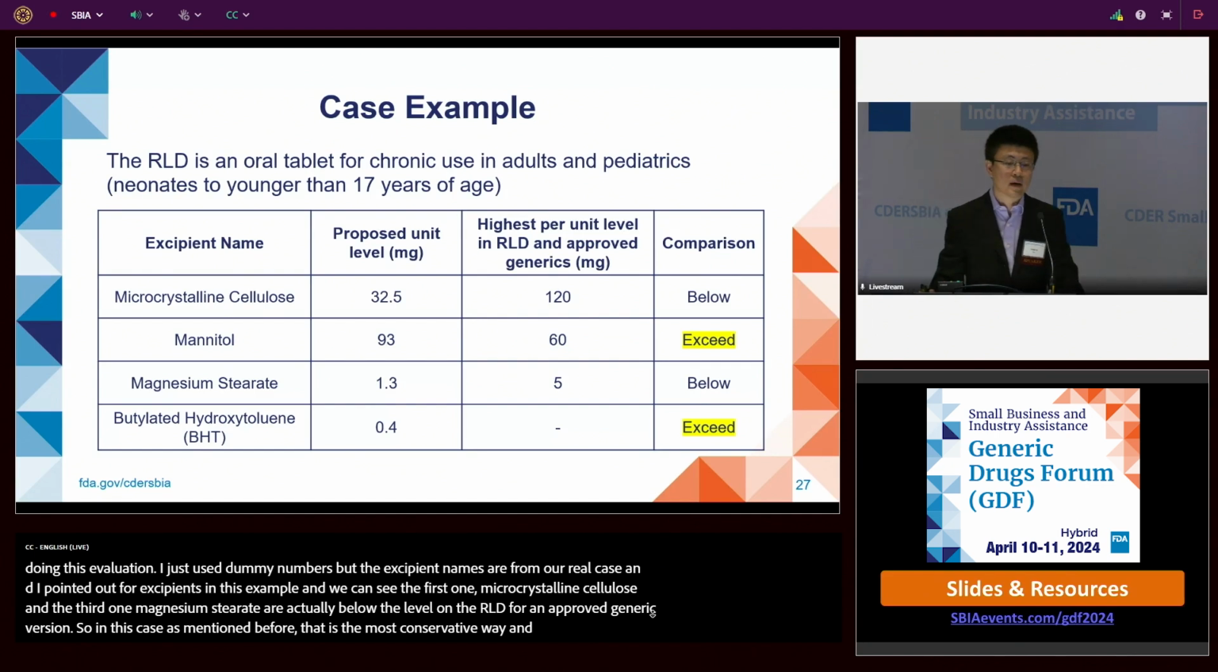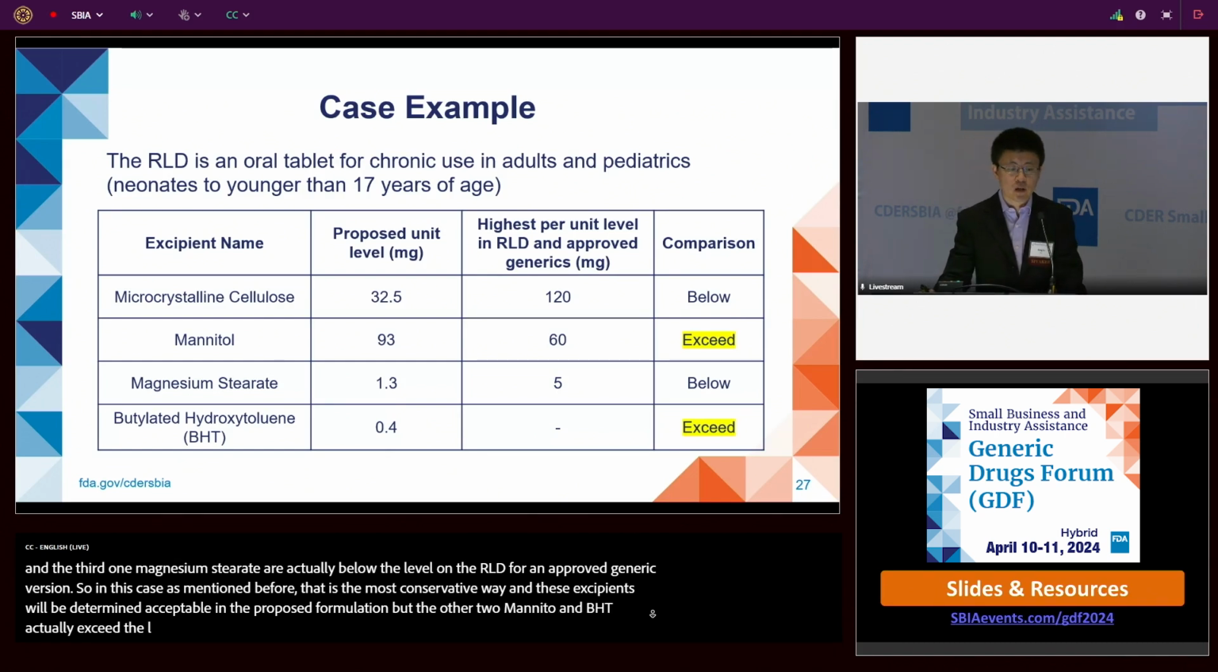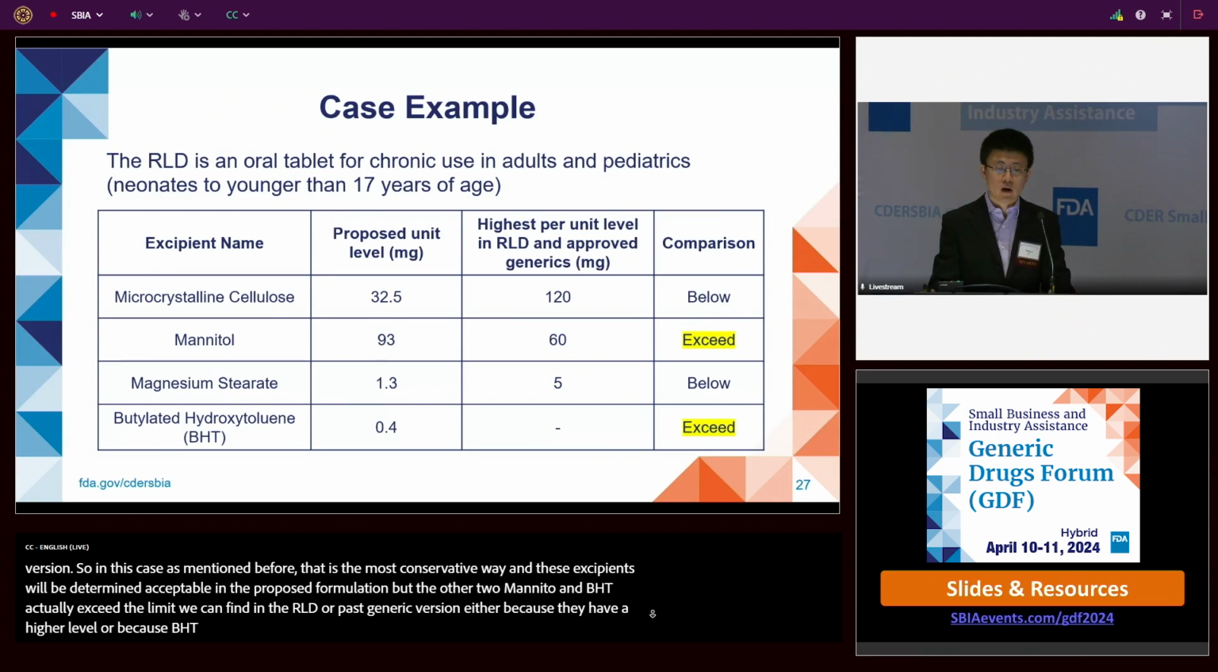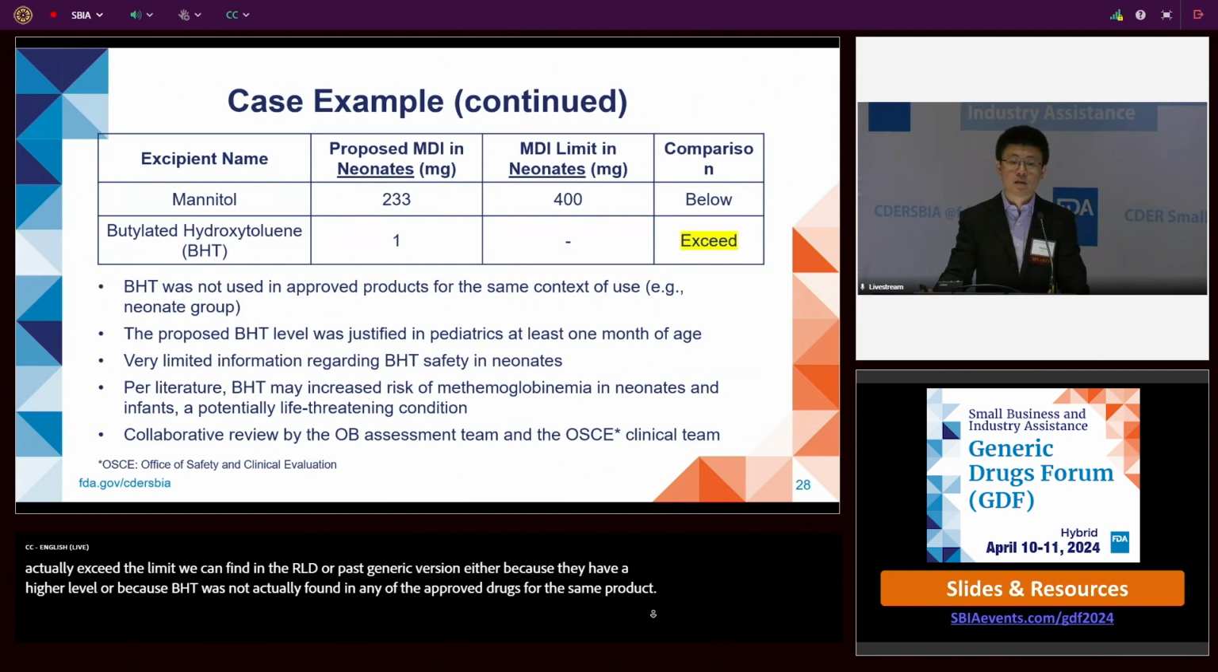However, the other 2, mannitol and BHT, actually exceed the limit we can find in the RLD or the past generic version, either because they have a higher level or because BHT was not actually found in any of the approved drugs for the same product. So we do take the next step. We need to compare that with other approved drugs for the same context of use.